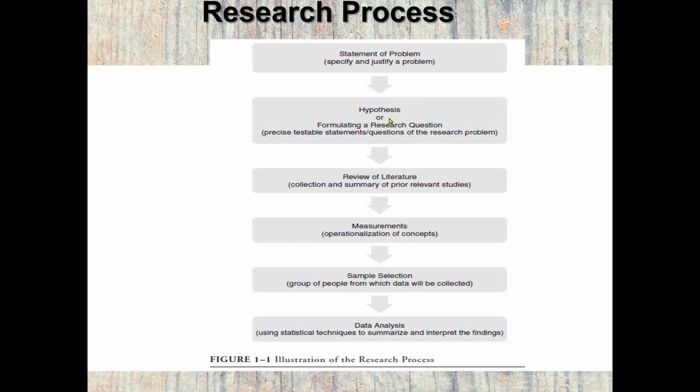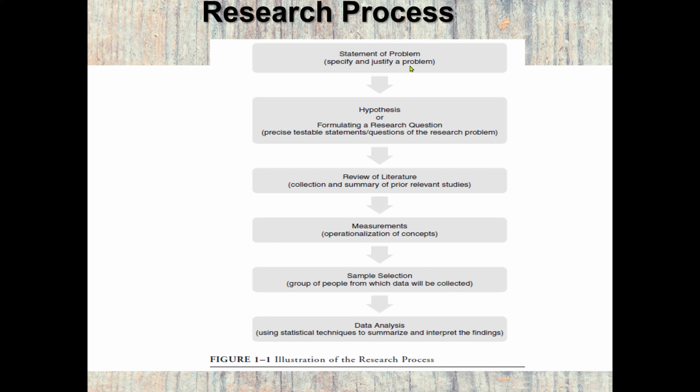Then we generate our hypothesis. So formulate the research question, practice testable statement, questions of the research problem, which will be our hypothesis. Then after that, we want to have some background knowledge of what we are doing. And always it's very important that we have a review of literature. Review of literature would normally help us to validate our research. Our research may be based on the previous research or some previous phenomena.